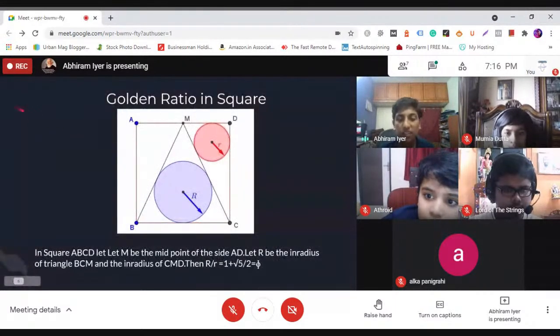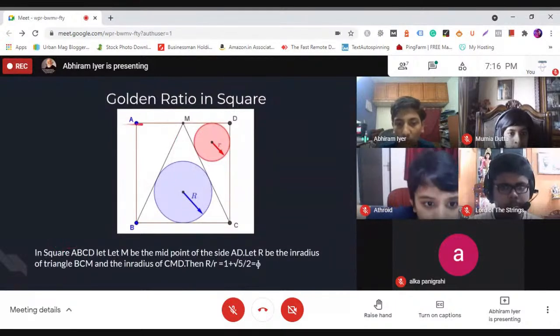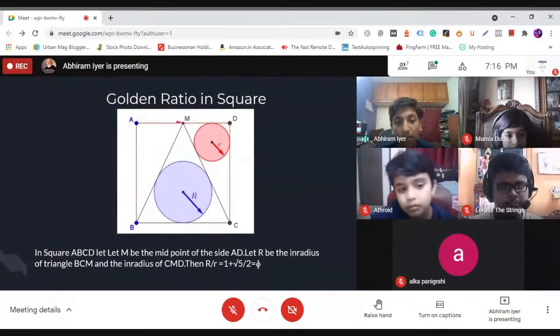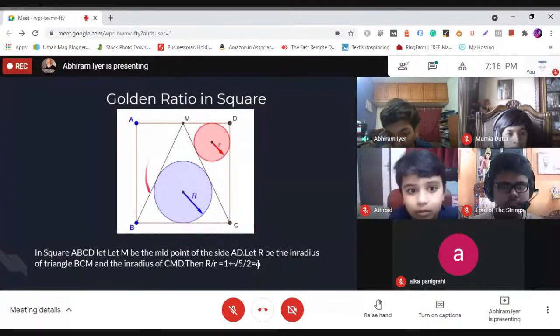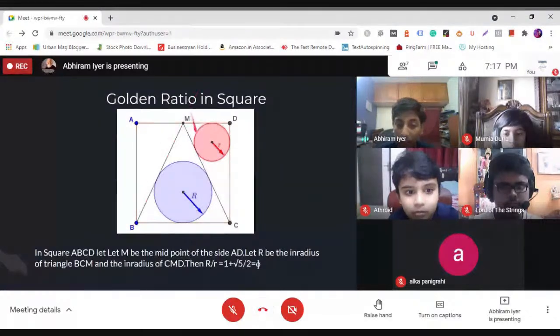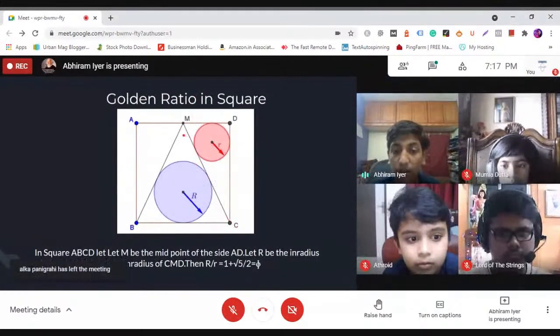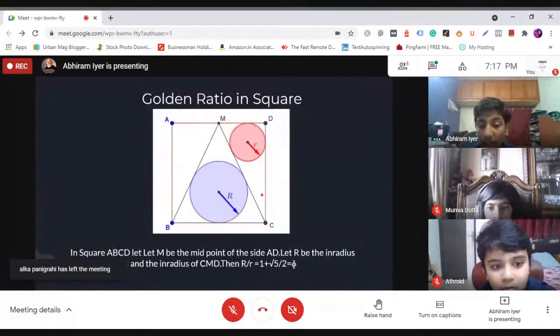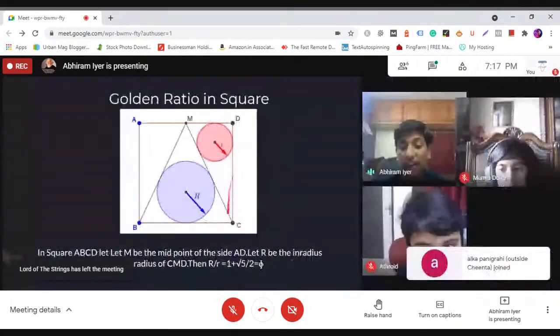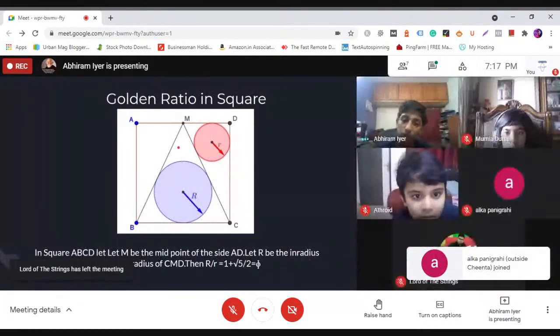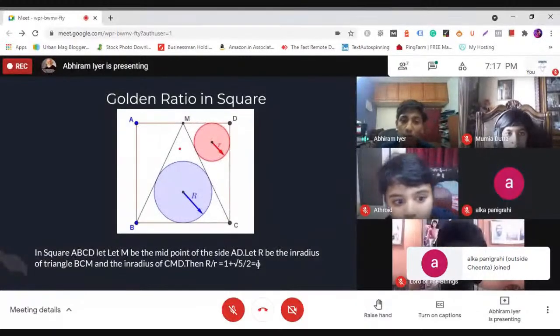Next, let's see an example of the golden ratio in a square. So let us take ABCD as a square with M being the midpoint of AD, and let capital R be the inradius of triangle BMC, and the small r being the inradius of CMD. Then we have this relation: capital R divided by small r is equal to our golden ratio. So let's jump into the proof of it.